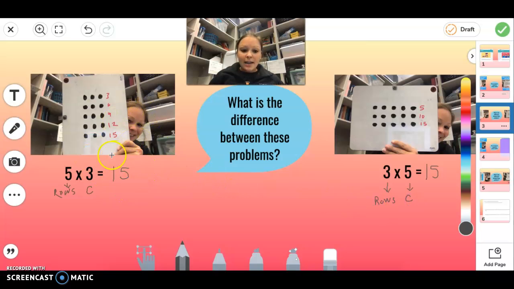So our answers are the same. 5 times 3 equals 15, and 3 times 5 equals 15. But my rows and columns switched because I turned my array a different way. So let's practice another.